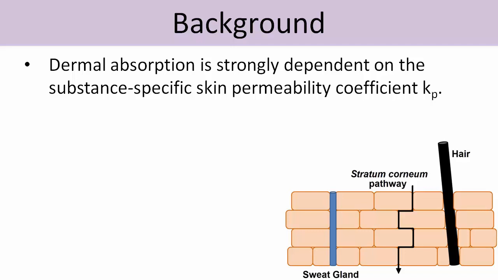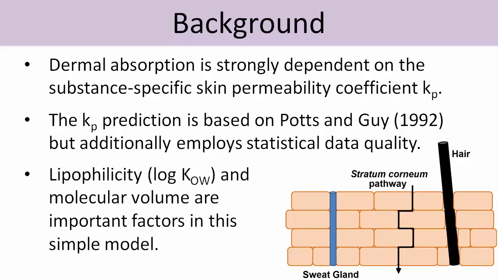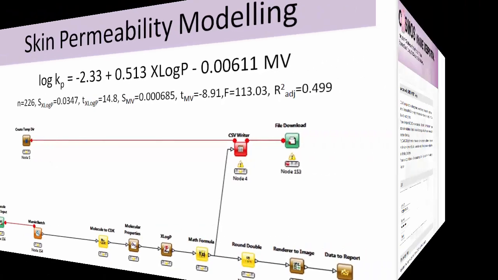Dermal absorption is strongly dependent on the substance-specific skin permeability coefficient Kp. The Kp prediction here is based on Potts and Guy, but additionally employs more data and statistical data quality based on Steinmetz et al. Lipophilicity and molecular volume are here the important factors to build this simple skin permeability model. The QSPR can be seen here, and how we developed from this QSPR a workflow which works in the web portal can be seen below.